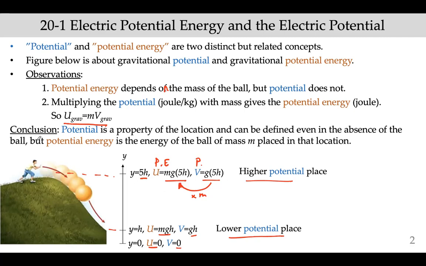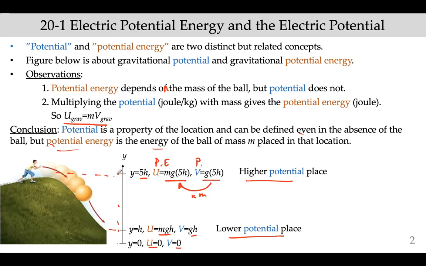So the conclusion that we can make here is that potential is a property of the location. As you can see, potential depends on the position. It doesn't depend on mass. And potential can be defined even in the absence of the ball. So even if there's no mass, we can still talk about the potential of these points. But potential energy is the energy of the ball of mass m placed in that location. So potential energy depends on mass.